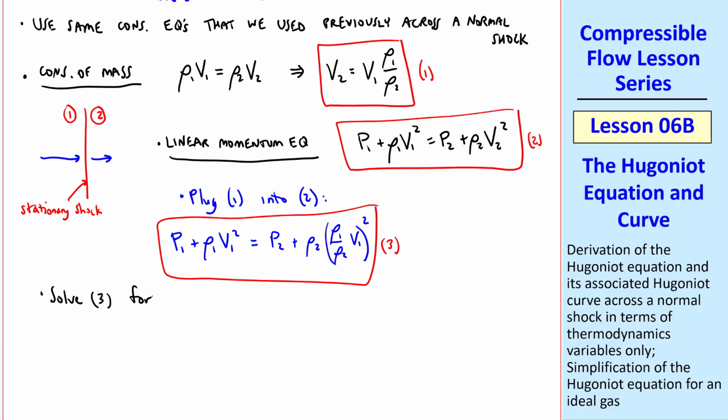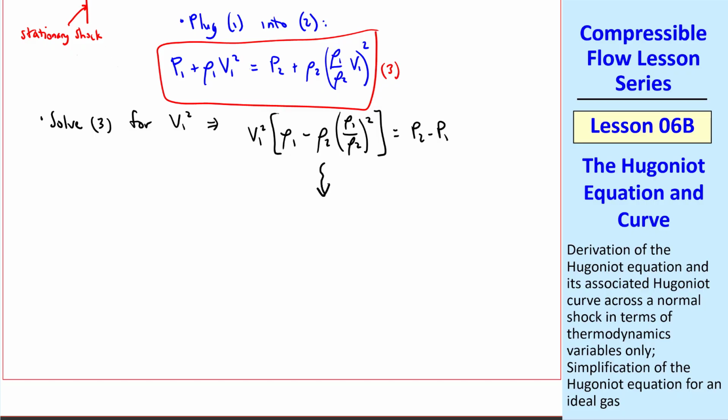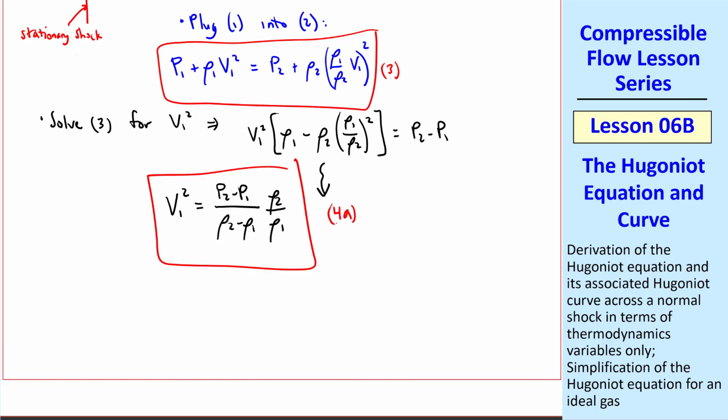Now let's solve this equation 3 for v1 squared. We'll combine these two terms. So we have v1 squared, ρ1 minus ρ2, ρ1 over ρ2 squared, equal p2 minus p1. And I'll leave out the rest of the algebra. We get finally v1 squared equal p2 minus p1 over ρ2 minus ρ1, ρ2 over ρ1. I'll call this 4a. Notice that it's v1 in terms of pressures and densities only, no other variables involved.